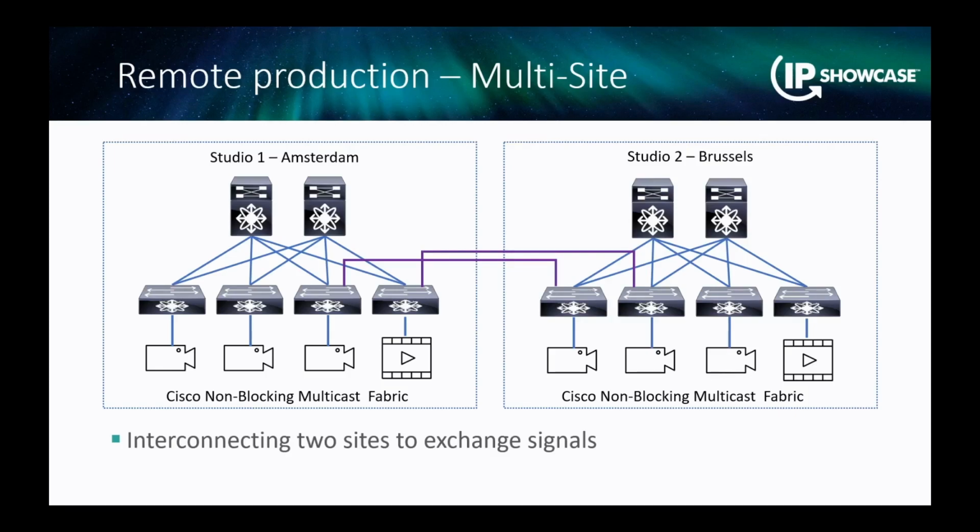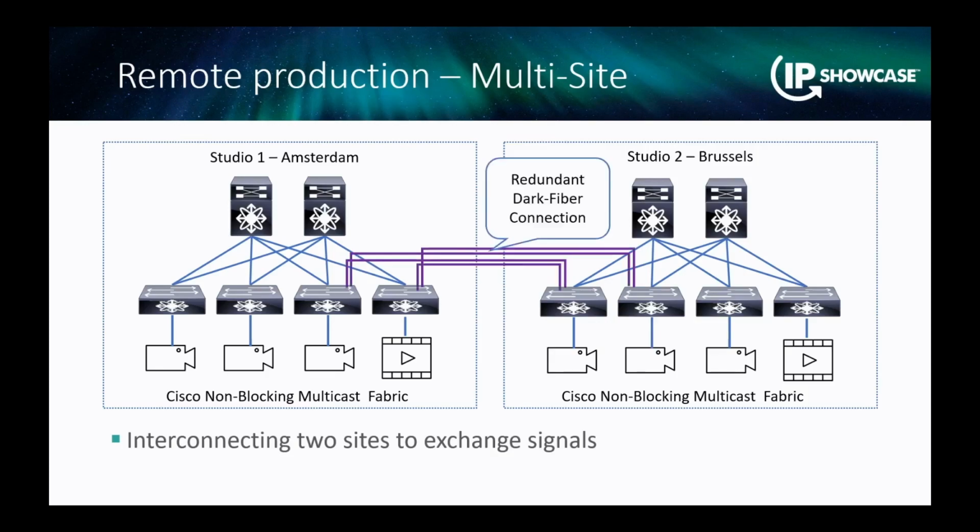And you need to import or export signals from one location into another location. You can create something which is called multi-site. So each of the locations will have its own site, either a monolithic or spine and leaf site. And you connect those two sites through a dedicated redundant dark fiber connection. So they're directly connected. You know how much bandwidth you have. You control that bandwidth over those links.